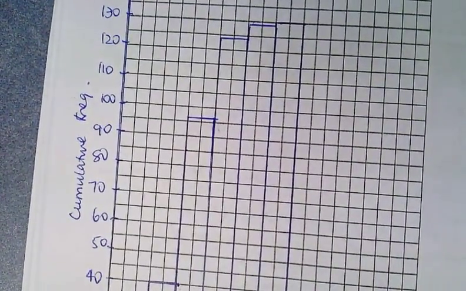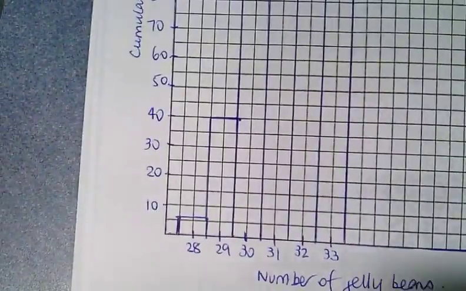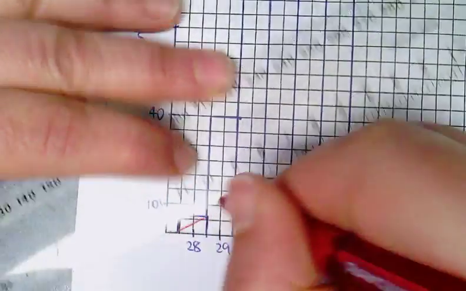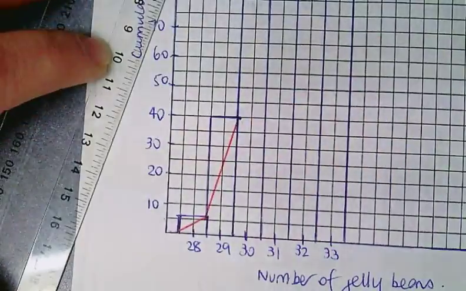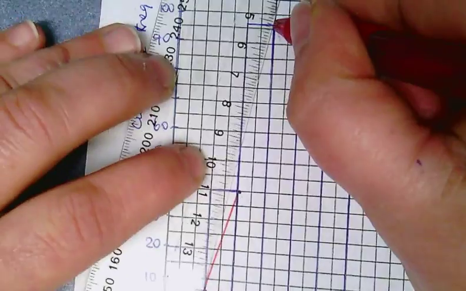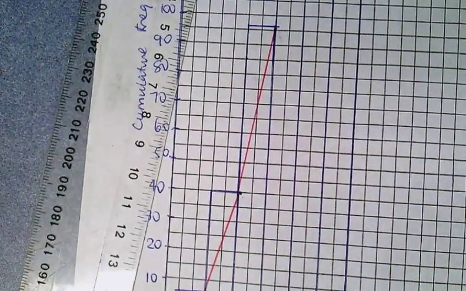Now the polygon, I'm going to draw that in red. So we're going to join the corners. Now I probably should have left a gap here, but it doesn't matter. So joining the top corners of the columns, not the centers. You only join the centers for a normal histogram, not a cumulative frequency histogram. Notice cumulative frequency histograms just go up and up and up.